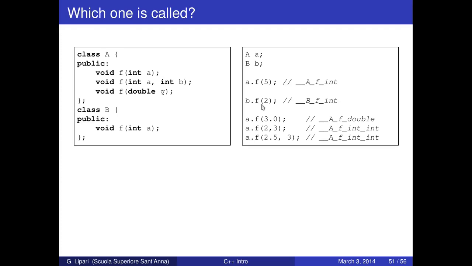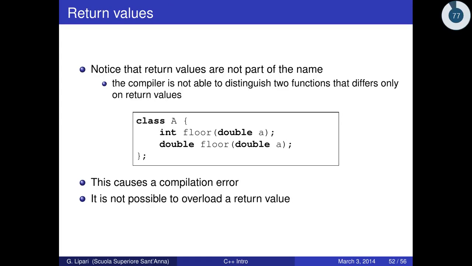Okay? And then suppose that you do b.f of 2, and of course this is going to call this function. Then a.f of 3.0, well, of course the third function of a is going to be called. And then a.f passing 2 and 3. This takes two arguments, so the second function of class a is going to be called. And finally, if I do a.f of 2.5, well, there is no function inside a that takes a double, and so a sort of automatic conversion is going to happen. 2.5 is transformed into an integer, and so the second function is going to be called. Okay, so be aware of the type.